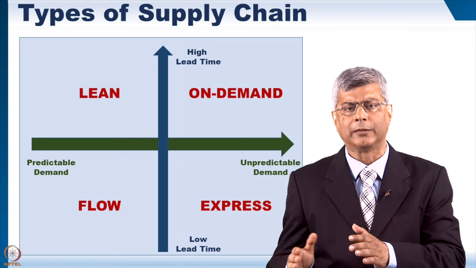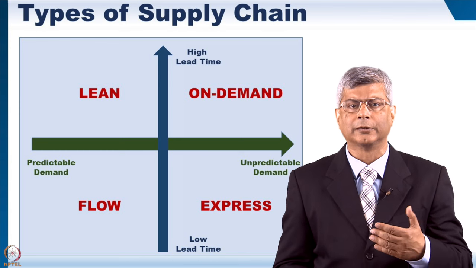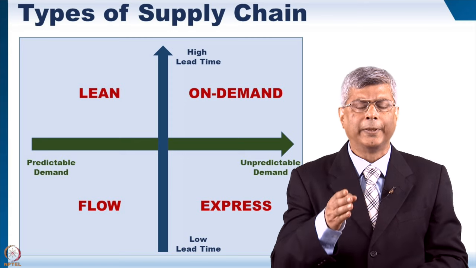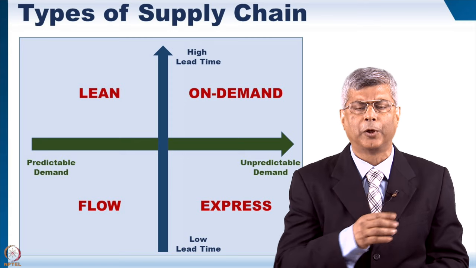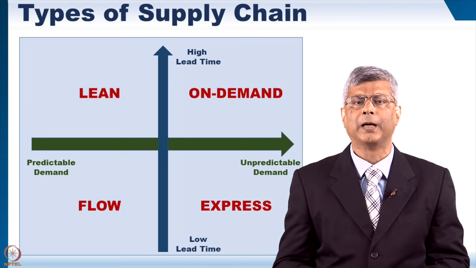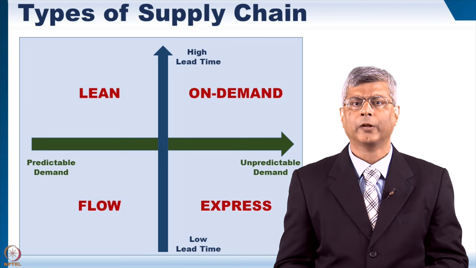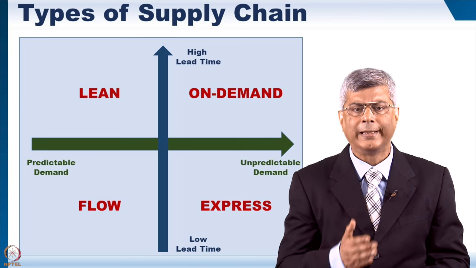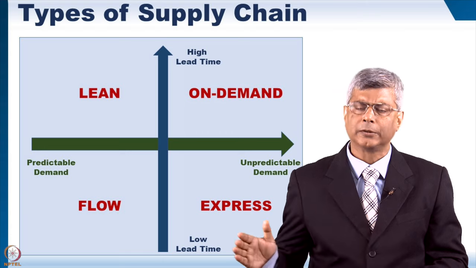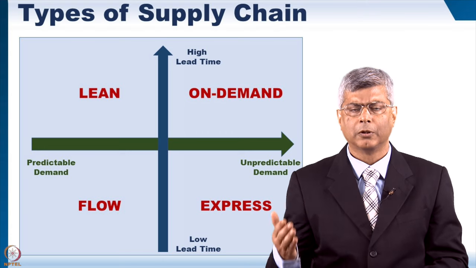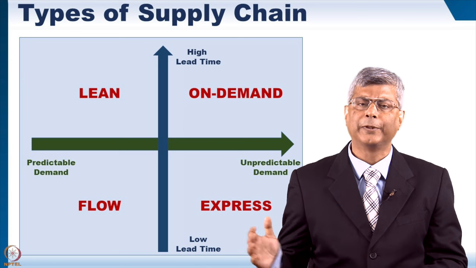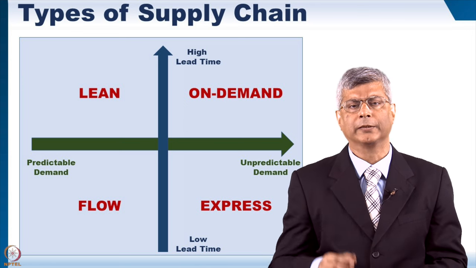And they have very different challenges and requirements of infrastructure. Let's start with the left bottom side. So that's a low lead time, but it's a predictable demand. So it could be just oil and gas. So it's predictable demand, and it's being produced continuously. And therefore, it's probably a flow movement.